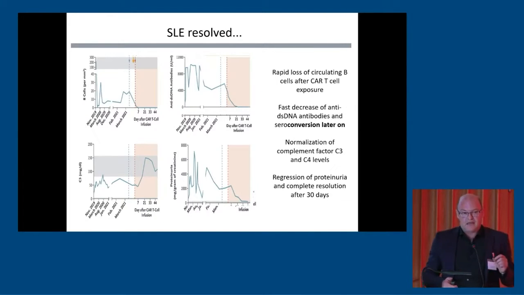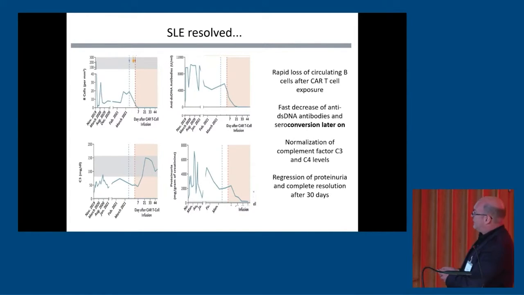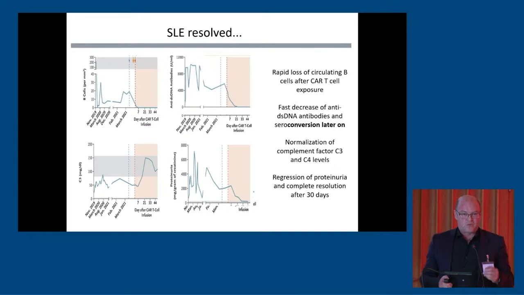Instead, she had a remarkable resolution of lupus, and you can see that here illustrated by the fact that there is a flat line with the B cell. So this red line is the CAR T cell infusion, and you can see B cells are gone. This is the first time the patient had no B cells, despite rituximab pre-exposure.